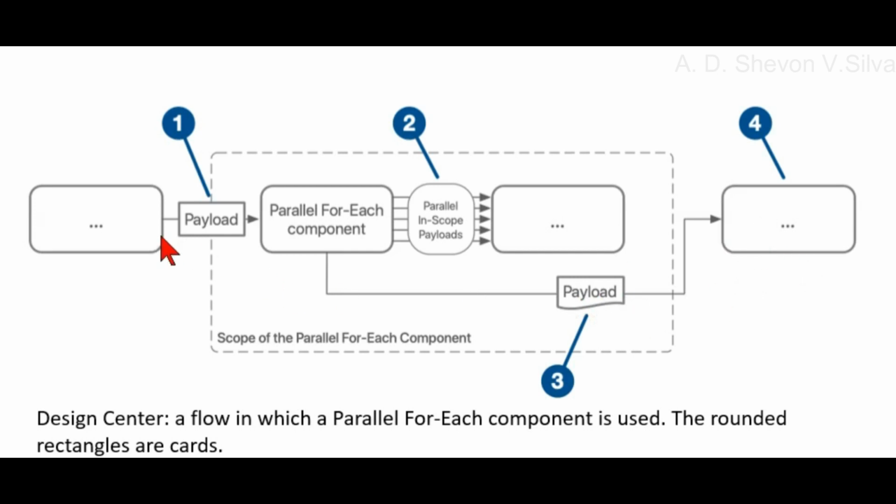Here the card is connected to the parallel for each component via payload, and the parallel for each component is connected to another card via parallel inner scope payloads. And here the parallel for each component is connected to the next card via payload. Here the parallel for each component and this card are in the scope for the parallel for each component.